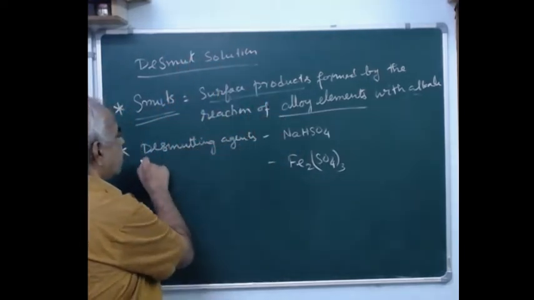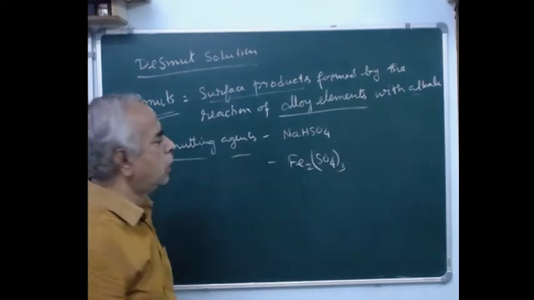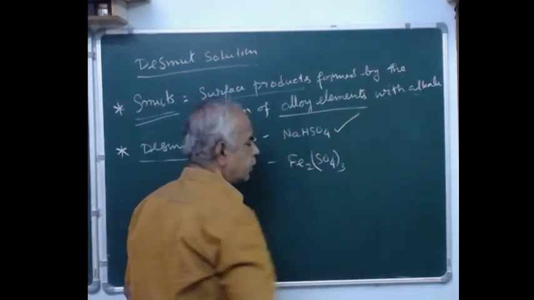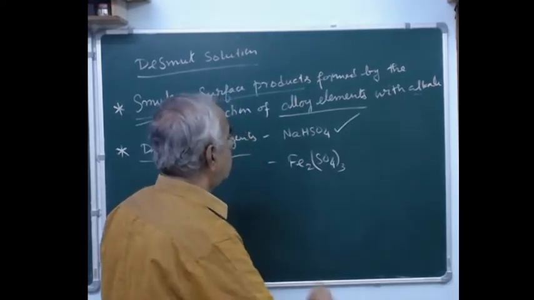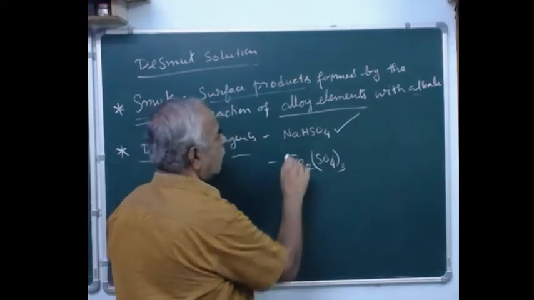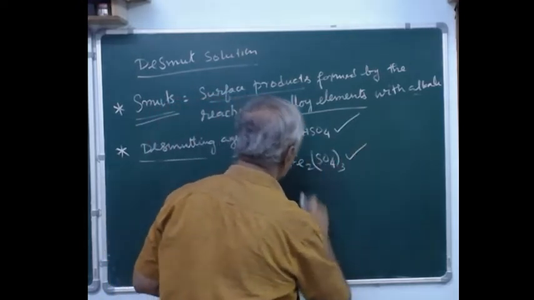So here we can use the desmutting agents, and this is sodium hydrogen sulfate. This is one of the very good desmutting agents. And the ferric sulfate, you should not get confused with the ferrous sulfate. Now let me explain about these both chemicals.